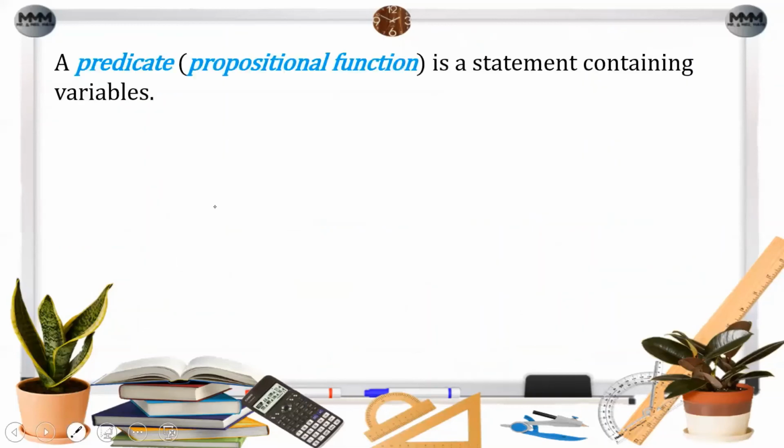So that's it. Next is the predicate, or propositional function. It is a statement containing variables. For example, we have here a mathematical statement, x plus 2 equals 9. Actually, this is a statement because it expresses a complete thought. It contains a variable x. Another one, x is greater than y. This is another predicate that contains two variables, x and y.